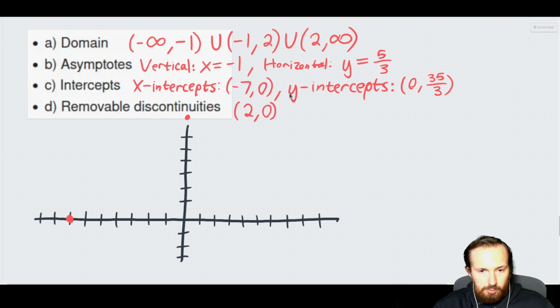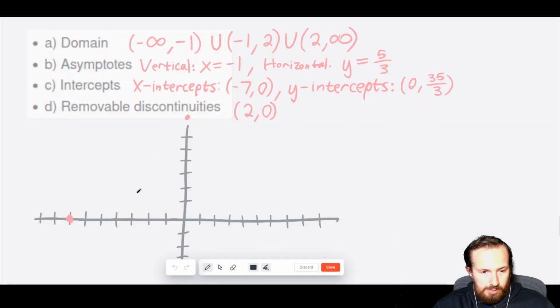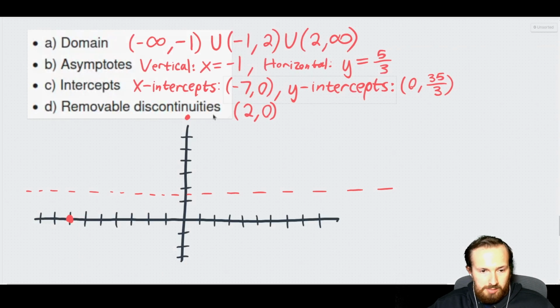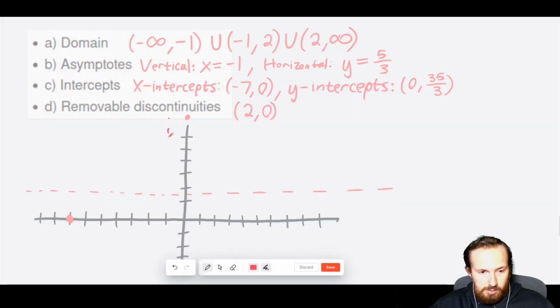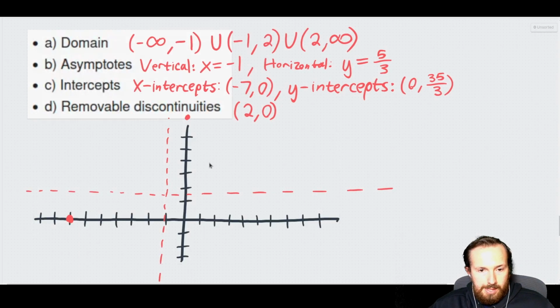I'm not drawing it perfectly. We know we have a horizontal asymptote at 5/3, so really 1 and 2/3, if you want to think of it like that. So 1 and change, so maybe roughly like this. That's the horizontal asymptote as you go to the left or the right. We figured out that we have a vertical asymptote at x equals -1, so something like this. And we figured out we have a hole at 2.